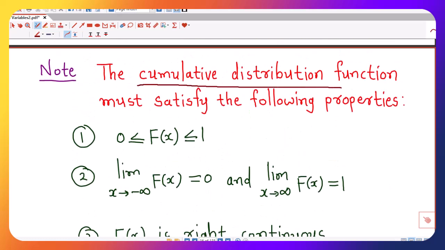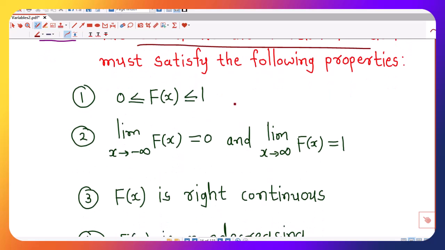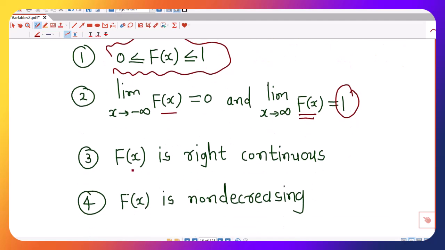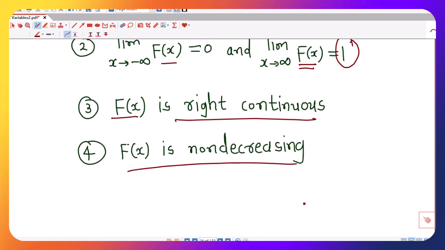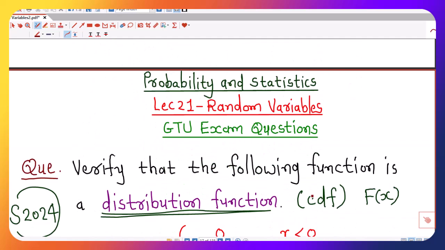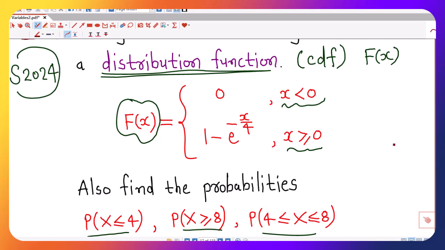The cumulative distribution function, or CDF for short, must satisfy the following properties: value of CDF is always in between 0 and 1, limit of CDF as x approaching to minus infinity is 0, and as x approaches infinity, CDF approaches 1. CDF is always right continuous and it is a non-decreasing function. So we check all these properties for this function one by one.